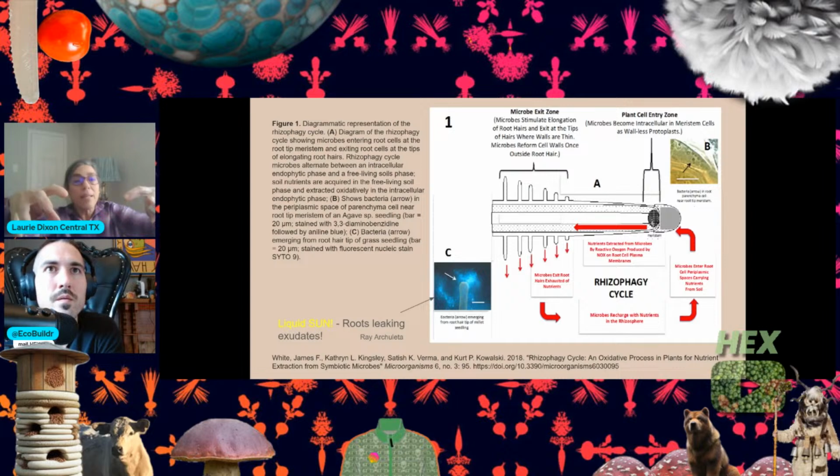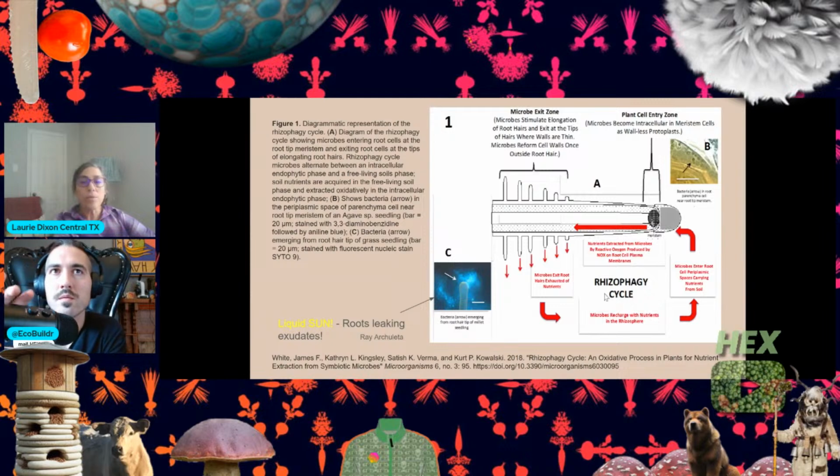Photosynthesis, we're zooming in. Now we're zooming in even further. Now we're looking at the roots. This is the rhizophagy cycle. This is a root tip. Well, this is a root. This is the tip. It's called the meristem. Around this tip is the rhizosphere. It's all the bacteria and fungi that are right in this place around the root tip.